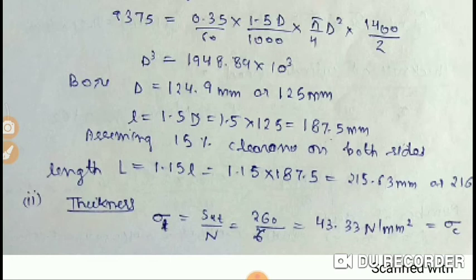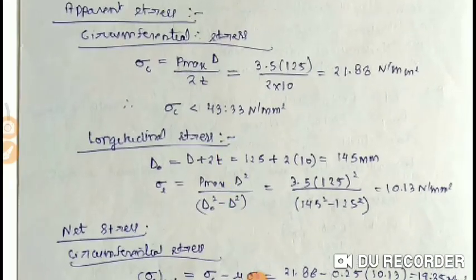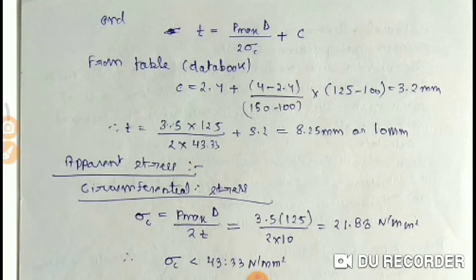So sigma t will be equal to 43.33. This is the permissible stress, and that will be equal to sigma c, because we always calculate the thickness in terms of sigma c, the circumferential permissible stress. Now the permissible value sigma c can be used to calculate the thickness by the formula t equals P max D upon 2 times sigma c. Put all the values: we have calculated capital D, P max is given in the question, and sigma c we have calculated right now. Calculate the value of the thickness.